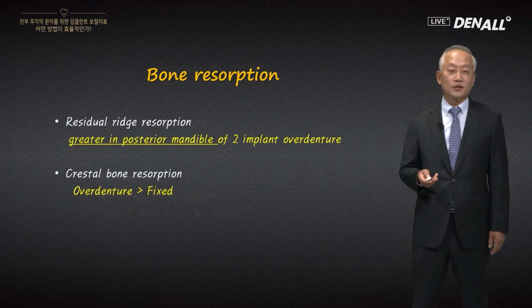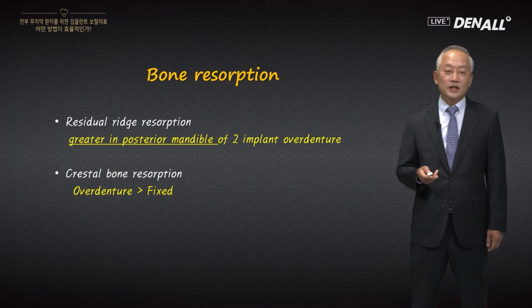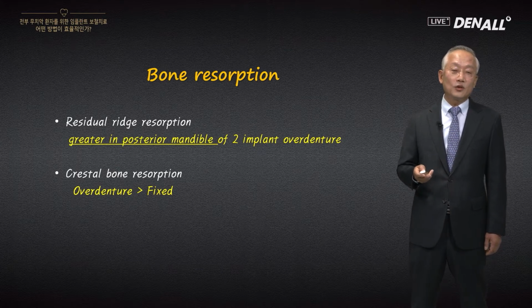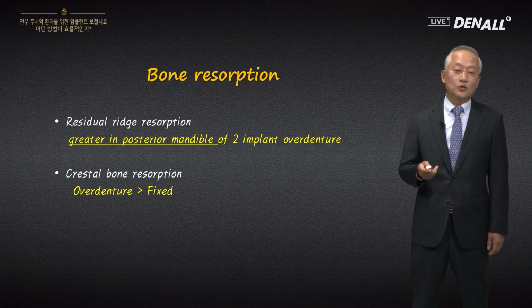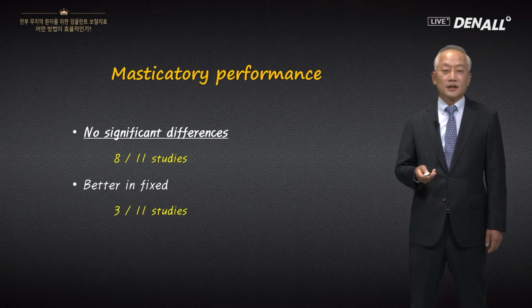Regarding bone resorption, let's look at crestal bone resorption. Overdenture shows more crestal bone resorption compared to fixed. In the case of overdenture using more than 2 implants in the lower posterior, mandibular ridge resorption occurs significantly.